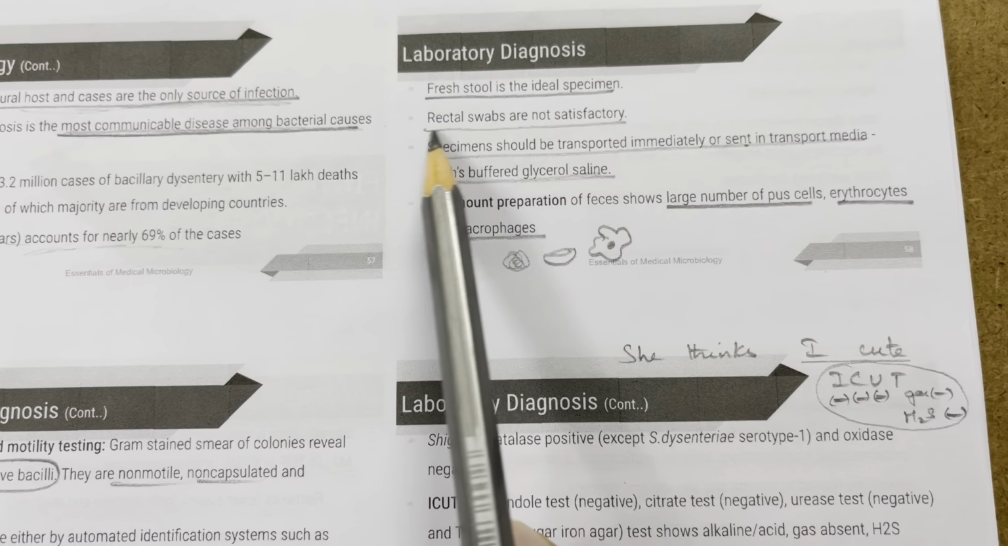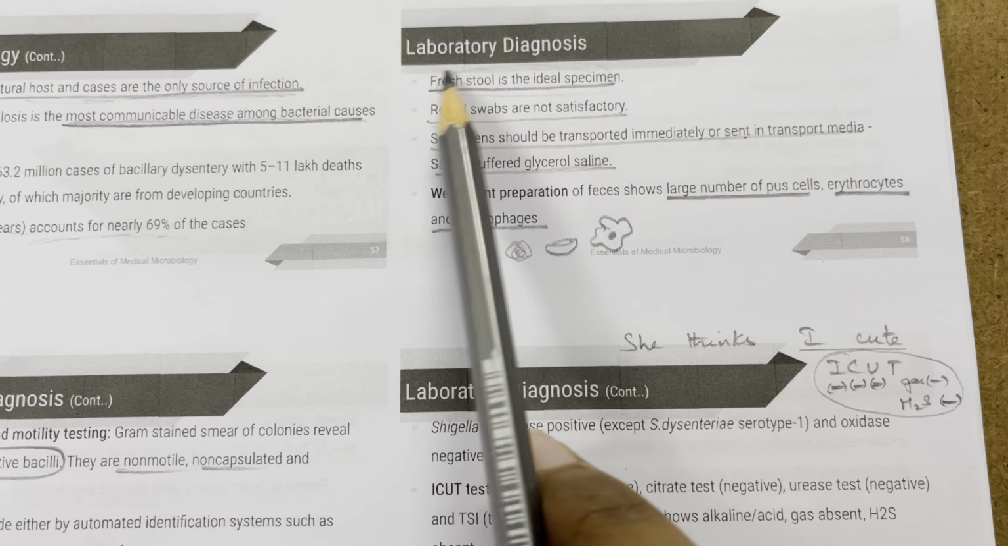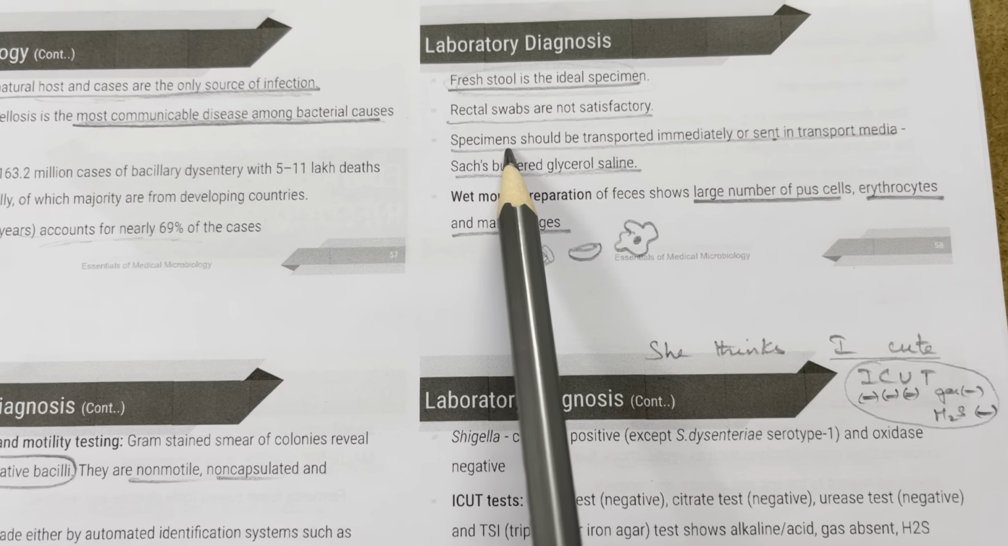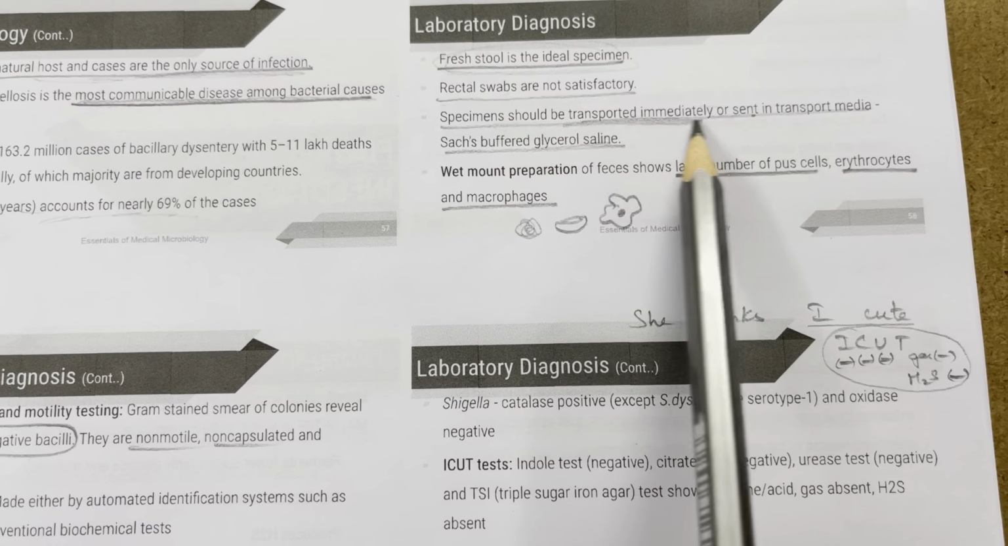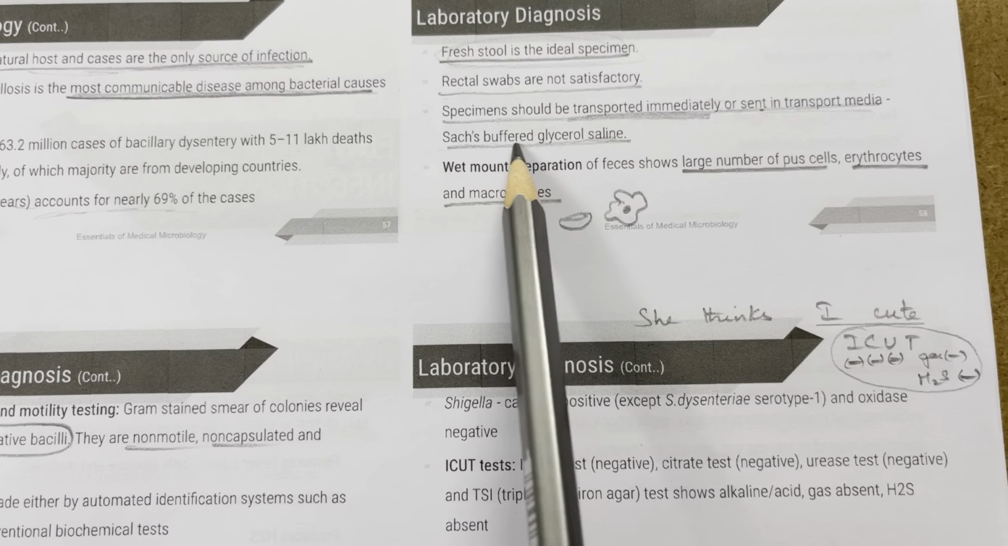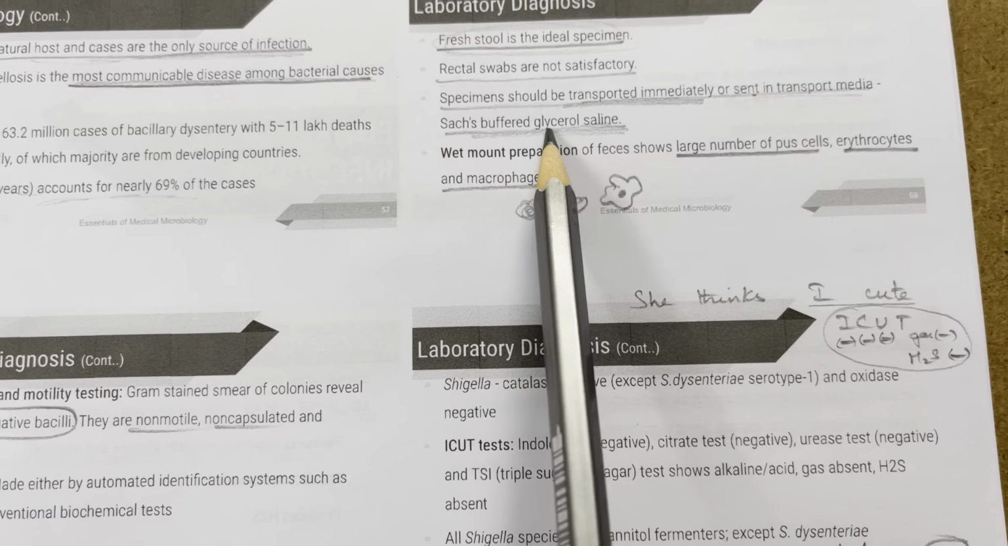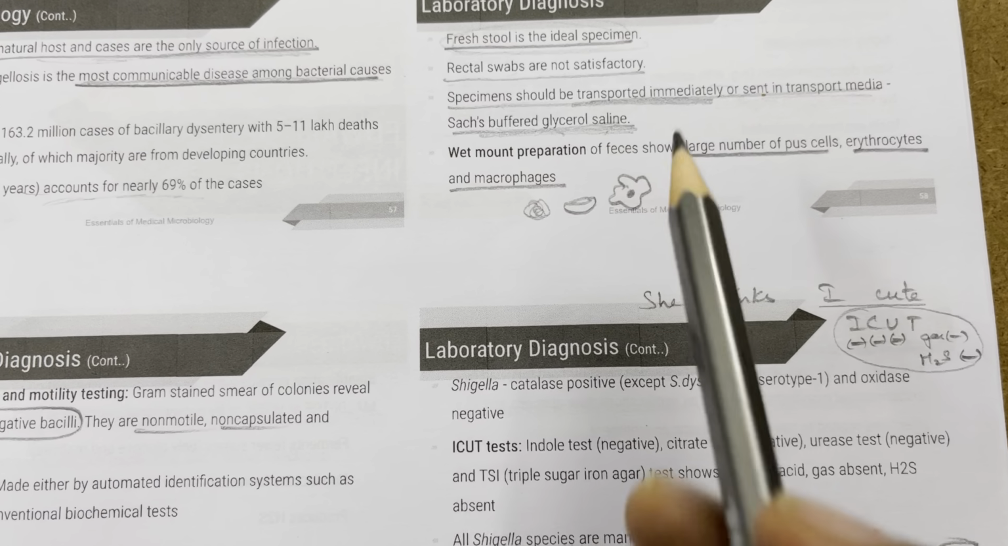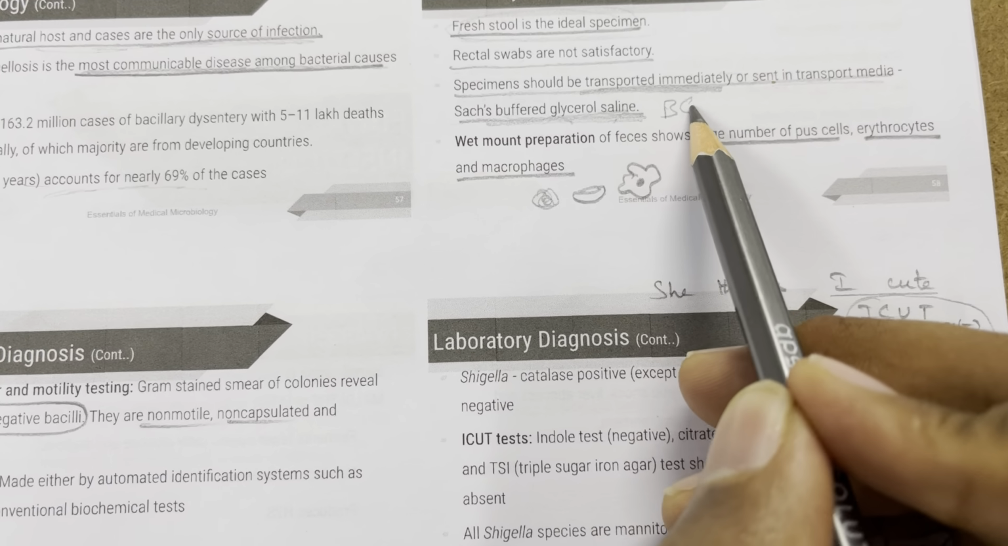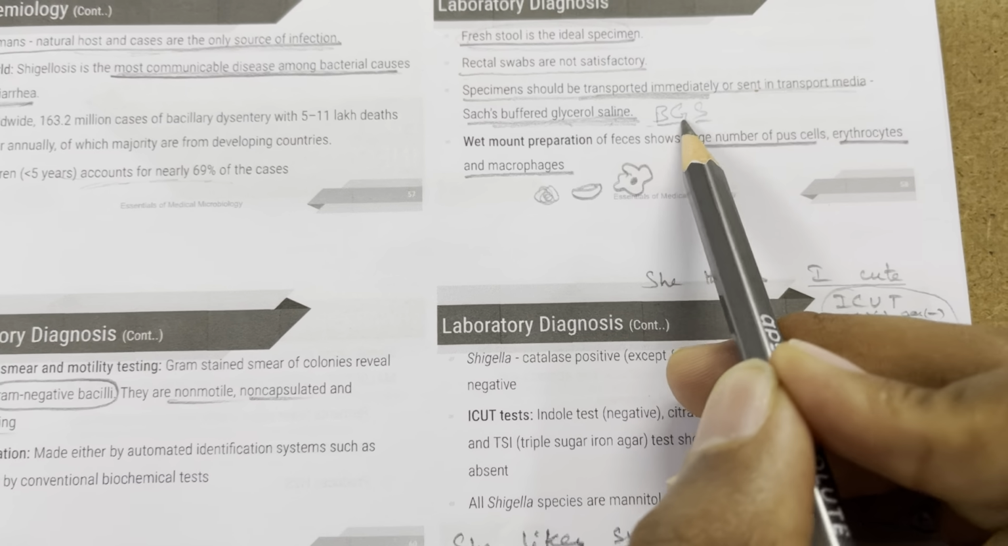Lab diagnosis: rectal swabs are not satisfactory. We need fresh stool as the ideal specimen. Specimens should be transported immediately or sent in transport media, which is Sachs buffered glycerol saline. BGS: big stool, fresh stool, buffered glycerol saline.